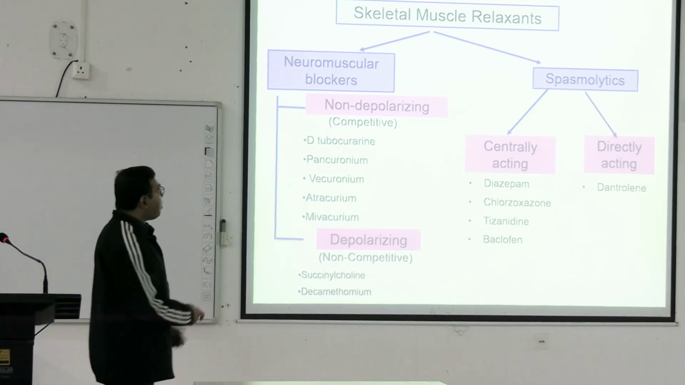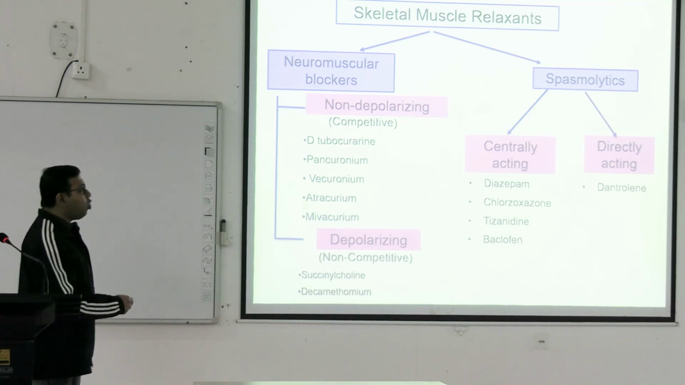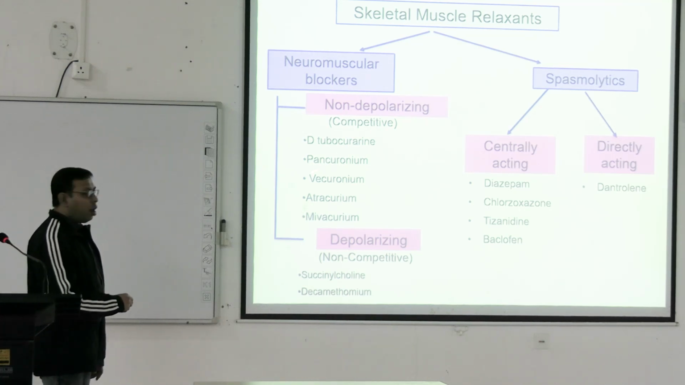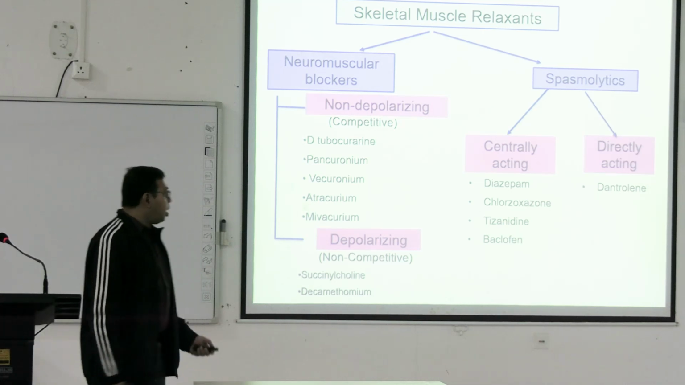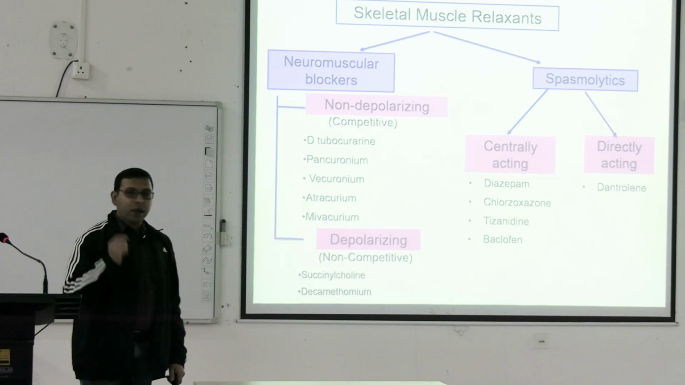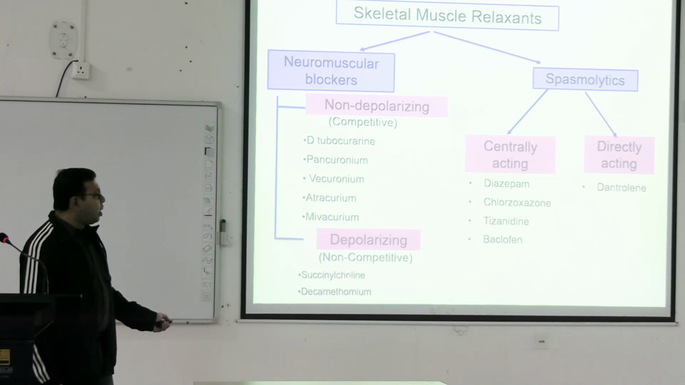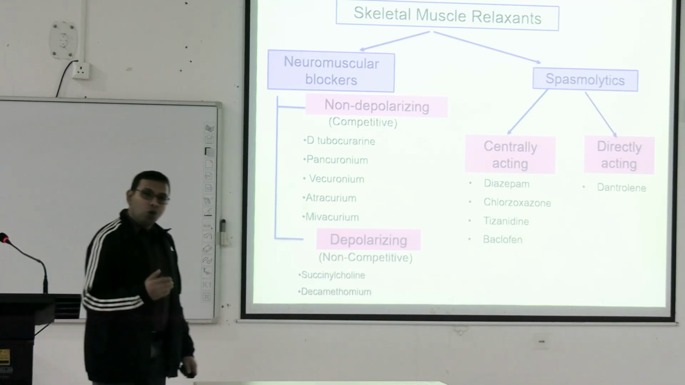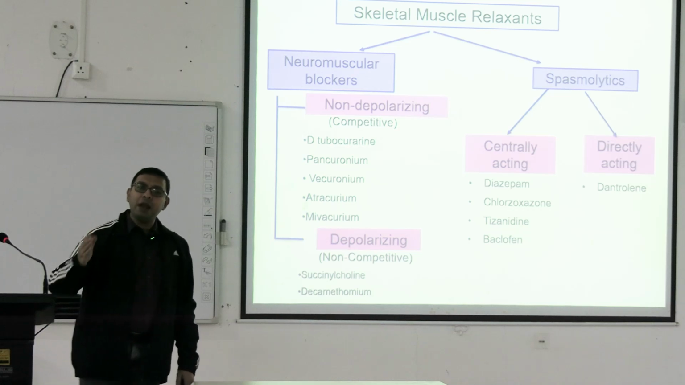So these are the examples. Non-depolarizing or competitive neuromuscular blockers: d-tubocurarine, pancuronium, vecuronium, atracurium, mivacurium. These are examples. And depolarizing or non-competitive, now only one drug is used, succinylcholine. Decamethonium is not used now. So succinylcholine is the only agent used under the depolarizing, non-competitive, peripherally acting muscle relaxants.